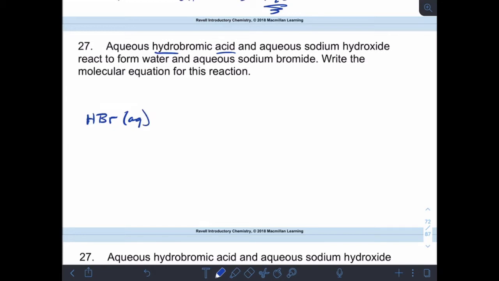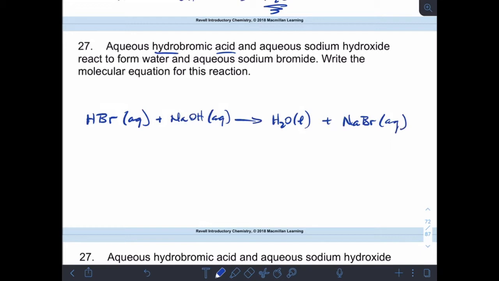And then aqueous sodium hydroxide. So sodium and hydroxide, NaOH, and it says aqueous. And they react to form water. Mostly I'm just reading the words. I'm not making things up as we go. They react to form water and aqueous sodium bromide. Sodium bromide. And if we look, the reaction is balanced.